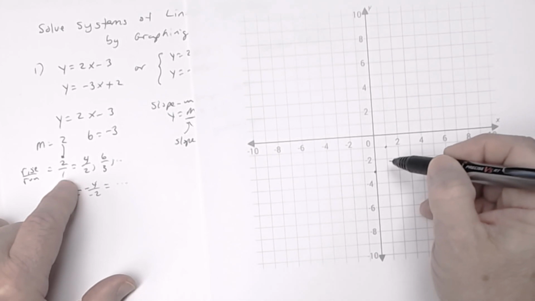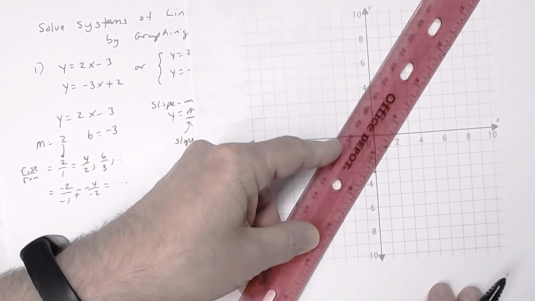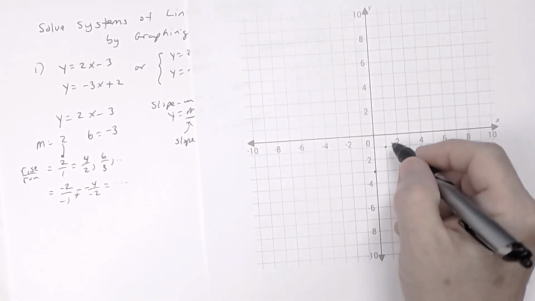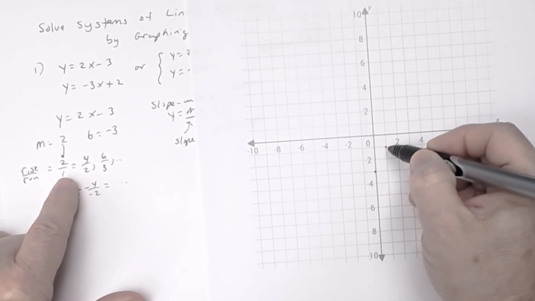Now, what some students will do, just to make sure they're drawing this line as best they can, is they'll do one more point. So just do another point on that line. So from here, go up, use rise over run again.